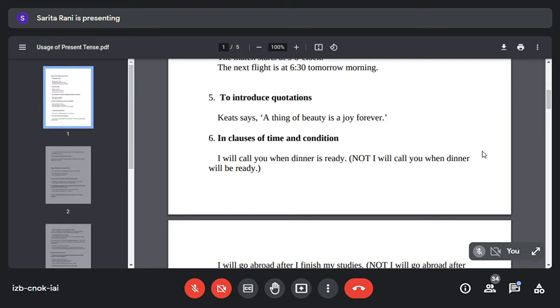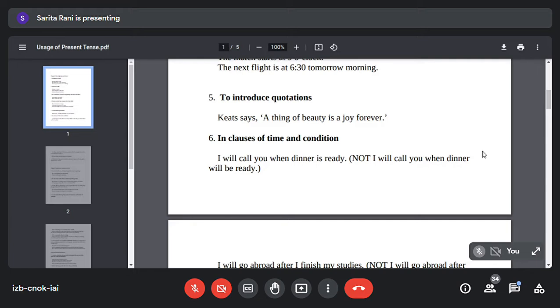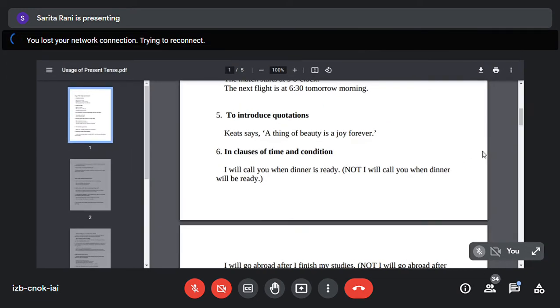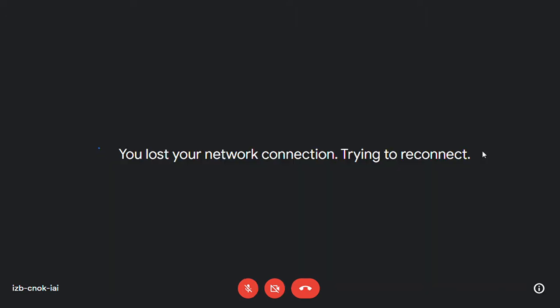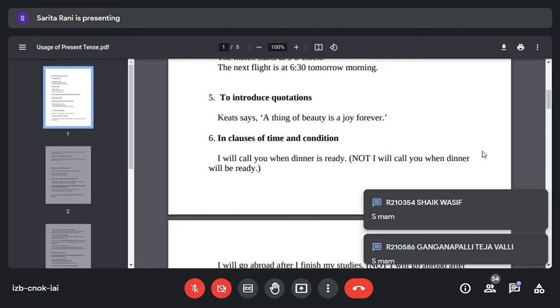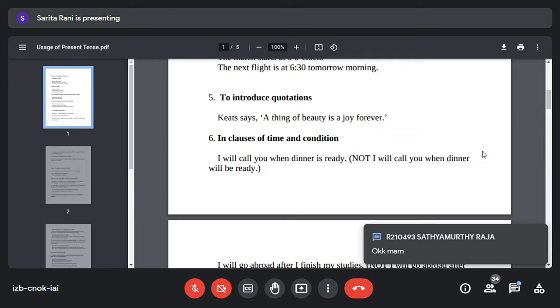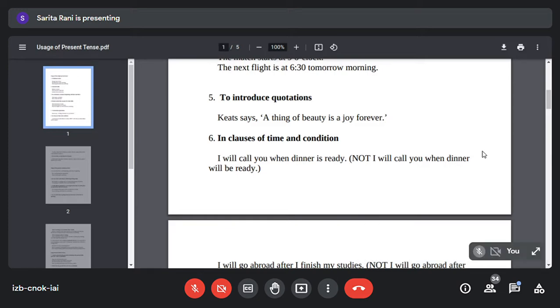Yes, are you following, students? But here we are talking about the sentences which start with here and there. They have to be written in the simple present structure only. Okay. Let us move on to the next part of the sentence.